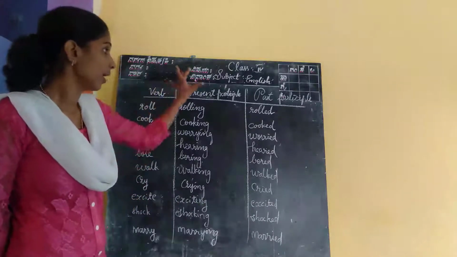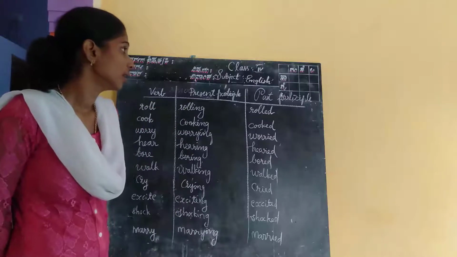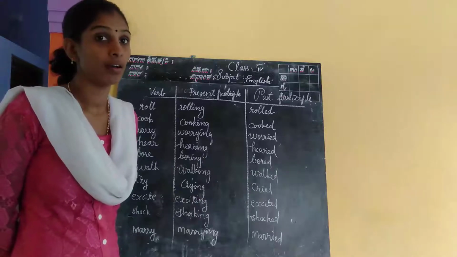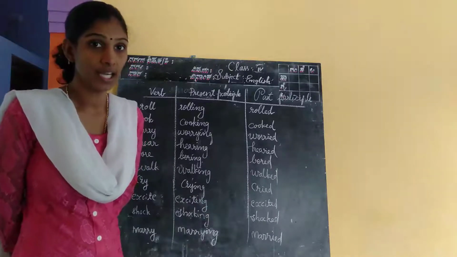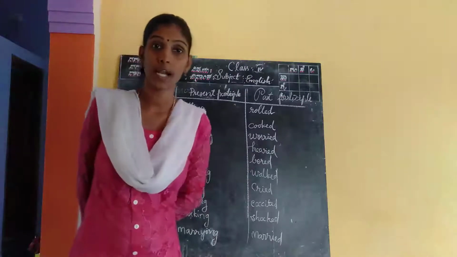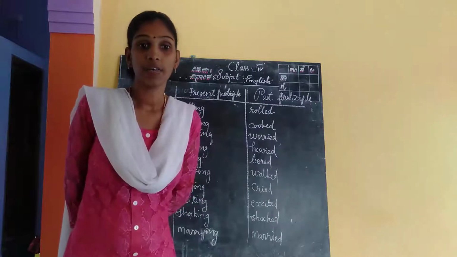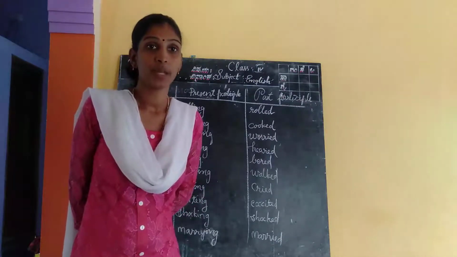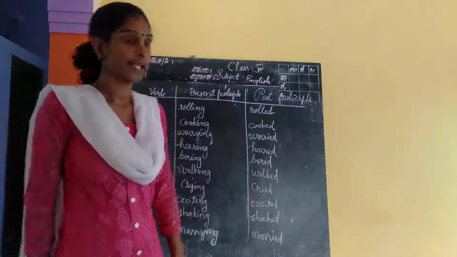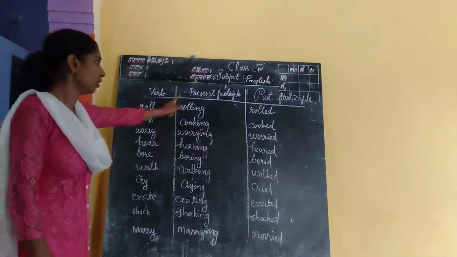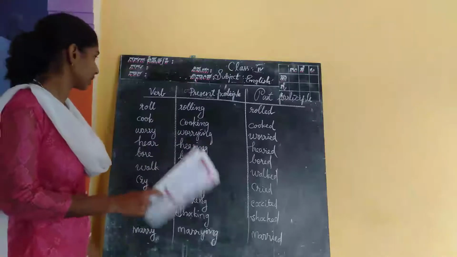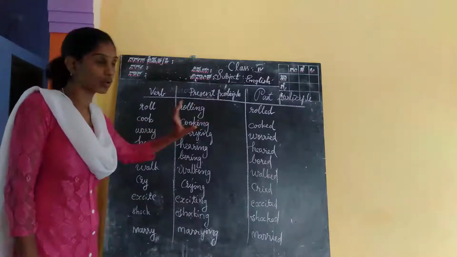Roll, rolling. For the past participle we have to add ed, right? For most of the verbs we have to add ed to get the past participle. And the rules for how to make present and past participle, we have already learned. According to that we have to write it. Rolled, rolling, rolled. And cook, cooking, cooked.